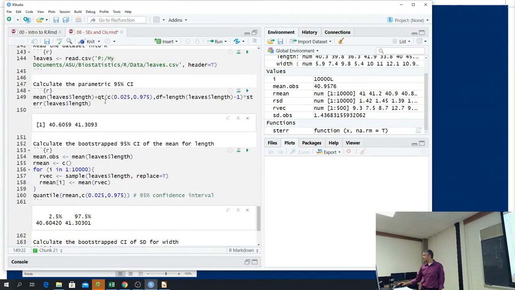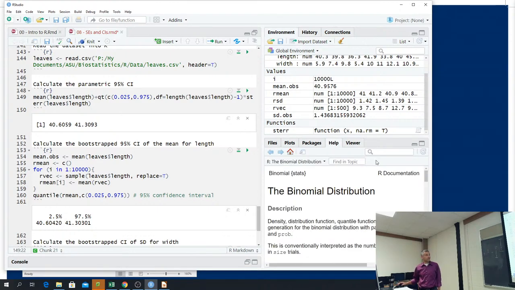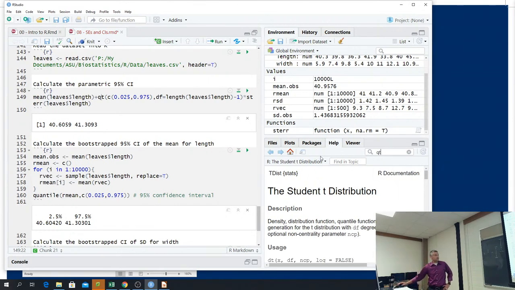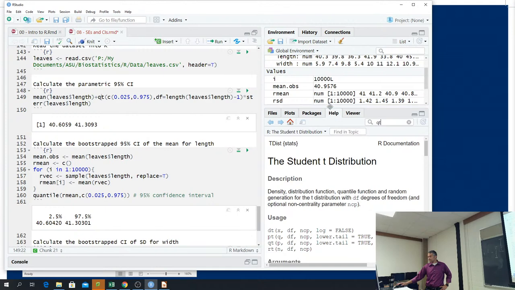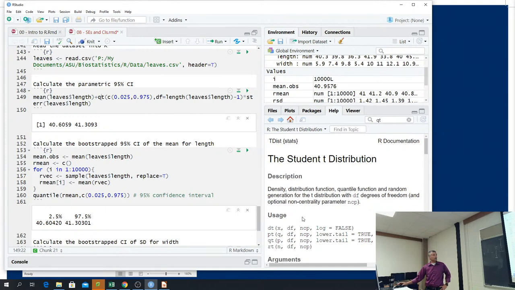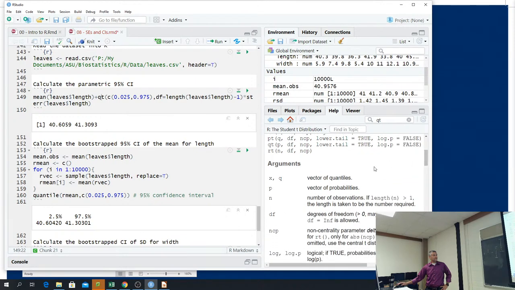What's QT? Quantile of our T distribution. So what we are doing, I did QT in the help file. This gives us our Student's T distribution. And QT right down there, scroll down. So the P is the vector of probability. So we're looking at the 2.5% and 97.5%, and that gives us our cutoffs.